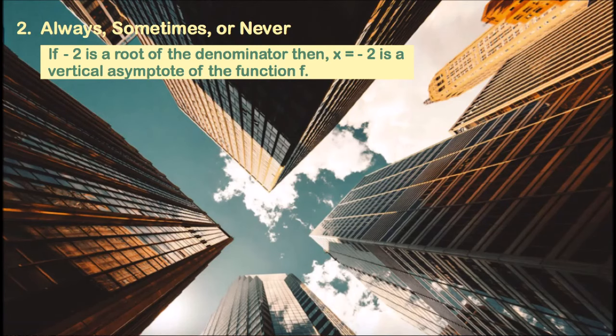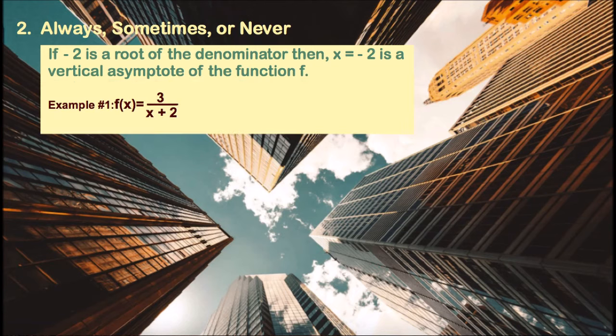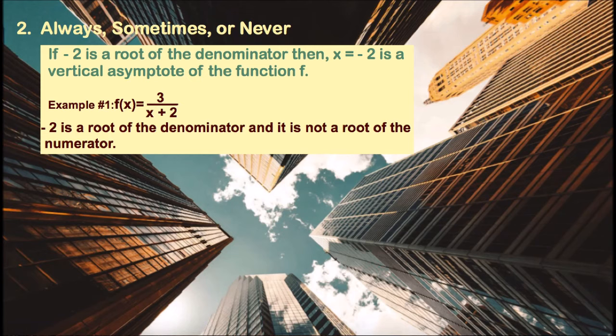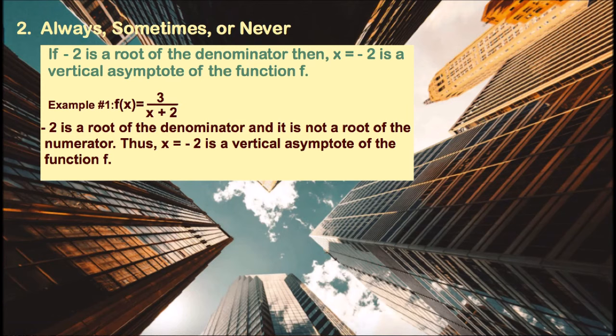Question 2. Always, sometimes, or never. If -2 is a root of the denominator, then x equals -2 is a vertical asymptote of the function f. Example number 1. f of x equals 3 over x plus 2. -2 is a root of the denominator, and it is not a root of the numerator. Thus, x equals -2 is a vertical asymptote of the function f.